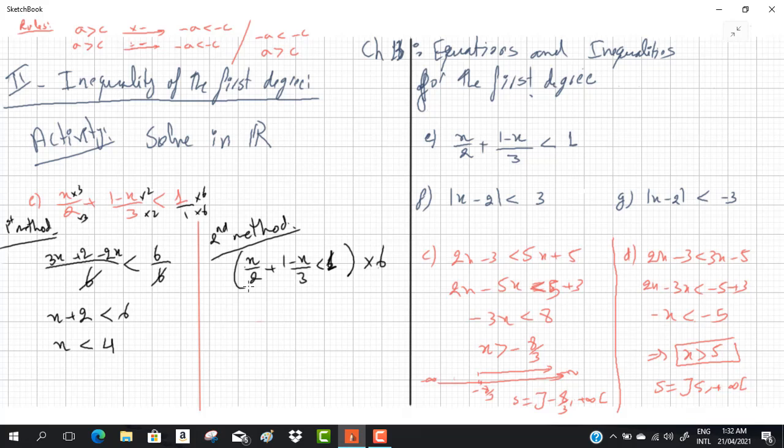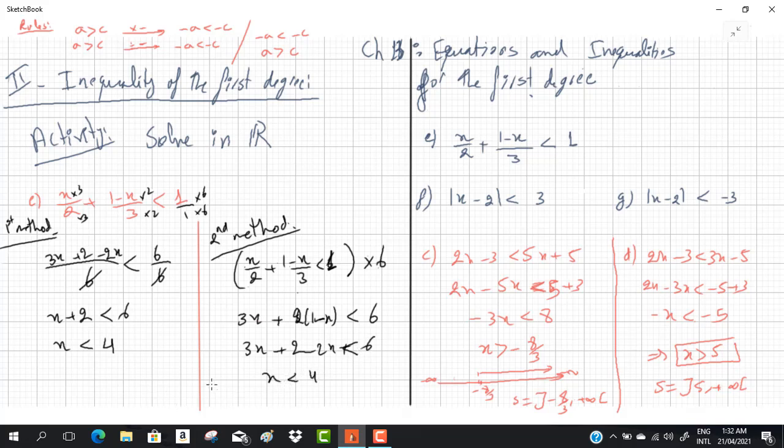6 times x over 2 is 3x. 6 times 1 minus x over 3 is 2 times 1 minus x, I can simplify by 3. And 6 times 1 is 6. I will obtain 3x plus 2 minus 2x less than 6. So x less than 4.